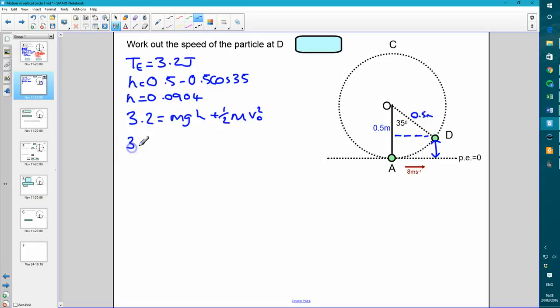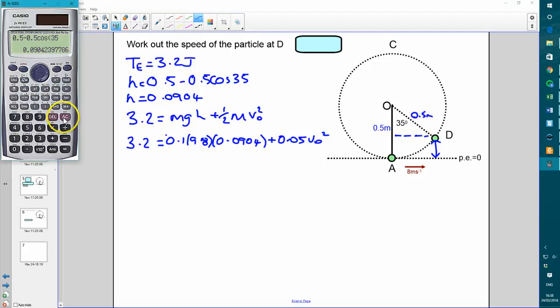and that's 3.2 is equal to the mass, which is 0.1 times 9.8 times the height, which we've just worked out to be 0.0904, plus a half m, so I'm just going to put that straight in, so the mass is 0.1, so that's going to be 0.05 vd squared.